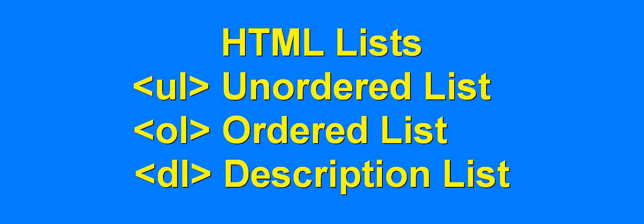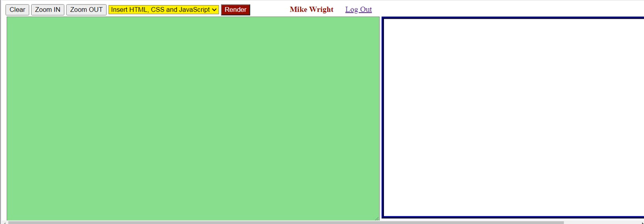HTML lists allow web developers to group a set of related items in a list. There are three different types of lists. Let's start out with the first one. Let's say I wanted to create a list of my favorite dinners.